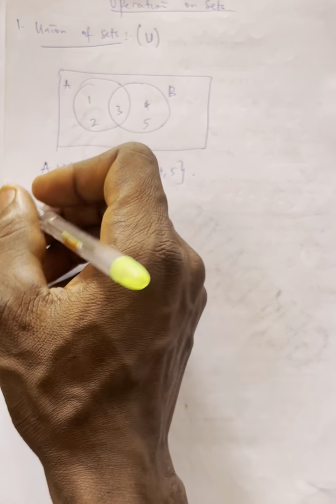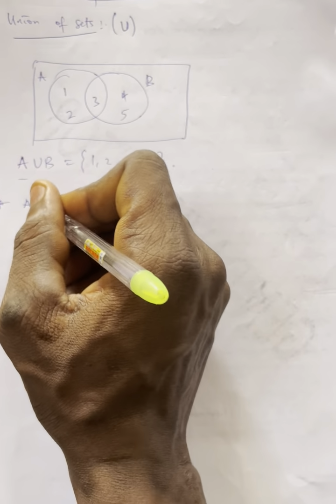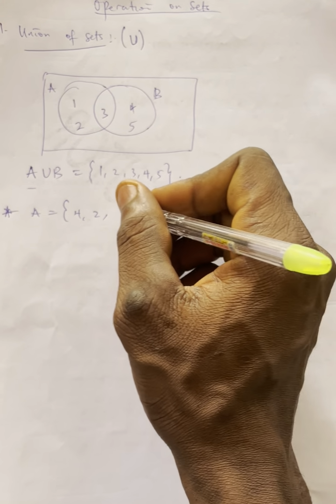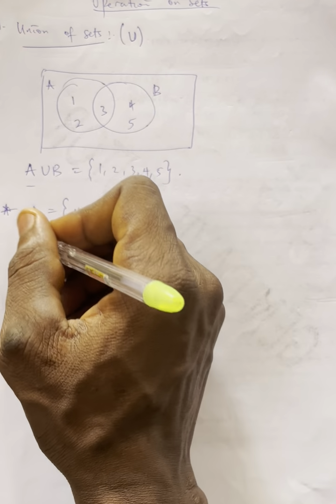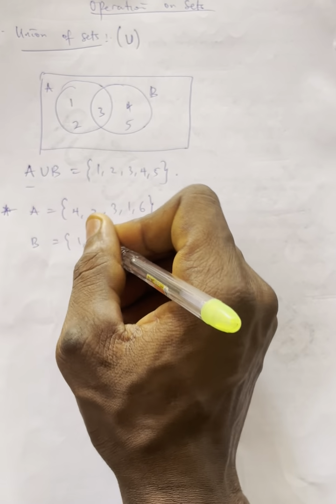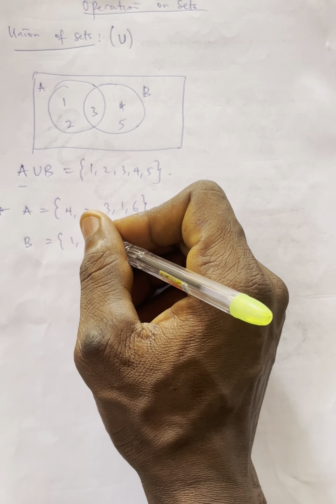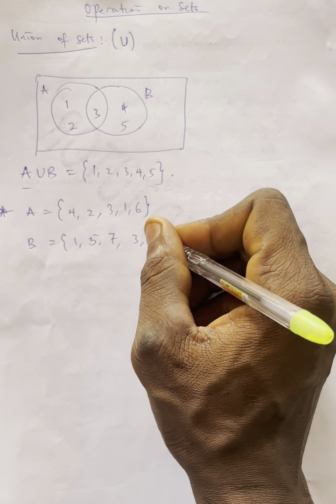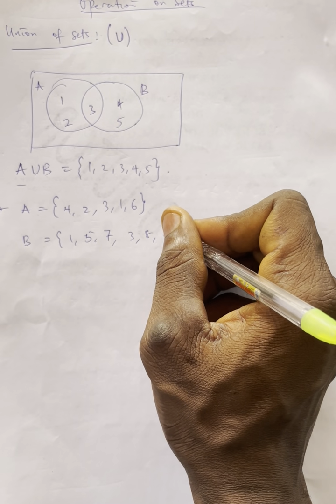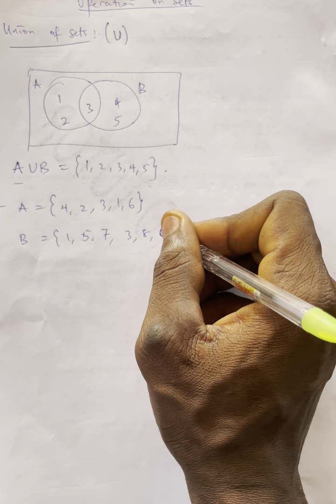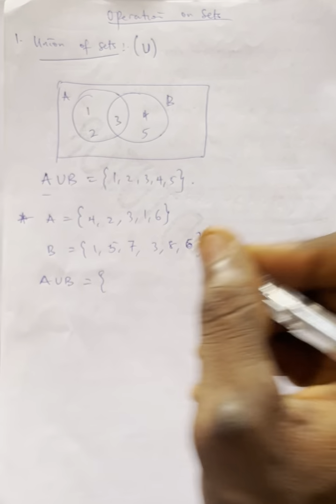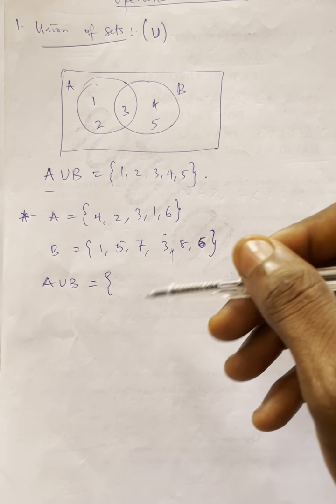Now, let's get to another example. If set A is equal to 4, 2, 3, 1, and 6, and set B is equal to 1, 5, 7, 3, 8, 6, what is A union B? A union B means we have to combine these two without repetition.